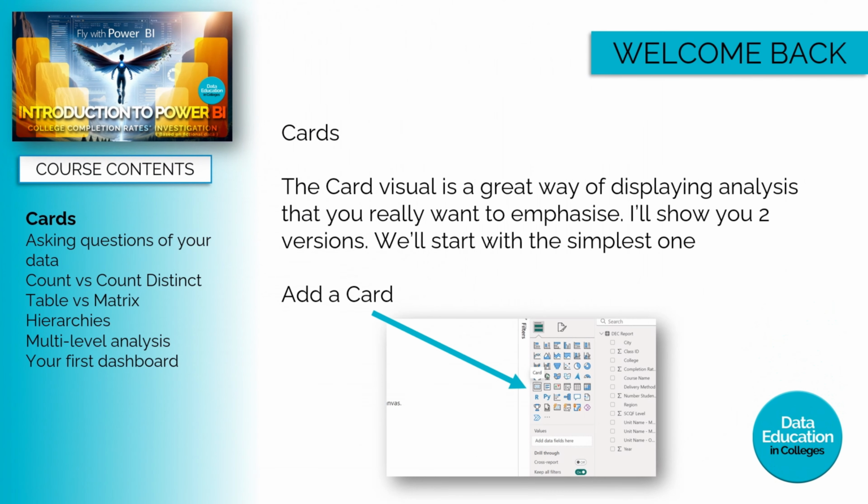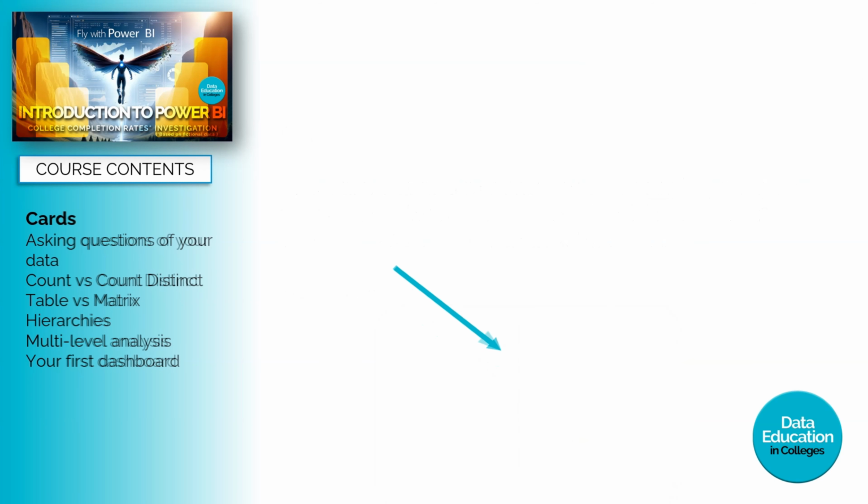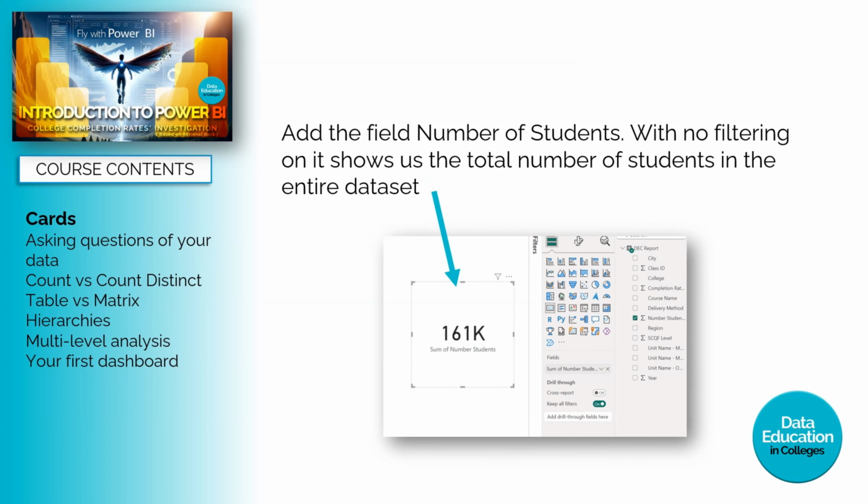Cards. Cards are a great little way of just displaying something really simple, just one or two pieces of data. There's a couple of versions and we'll start with a simple one. So add the card, just a single field, number students. And with no filtering on, it shows us the total number of students in the entire data set.